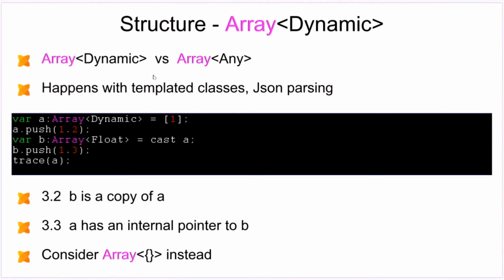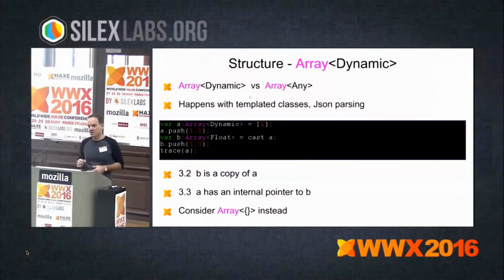Before in 3.2, at this stage, B would have to become a copy of A because they can't share the memory representation, because they're quite different structures. But now in 3.3, the array of dynamic is actually a little wrapper and has an implementation array sitting underneath it. So at the point where I cast it to an array of float, it changes the underlying implementation to an array of float, which can then be shared with B. So in this case, A is a dynamic that's pointing to an implementation of array of float, and B's pointing to the same one, so that when I change B, A also changes.